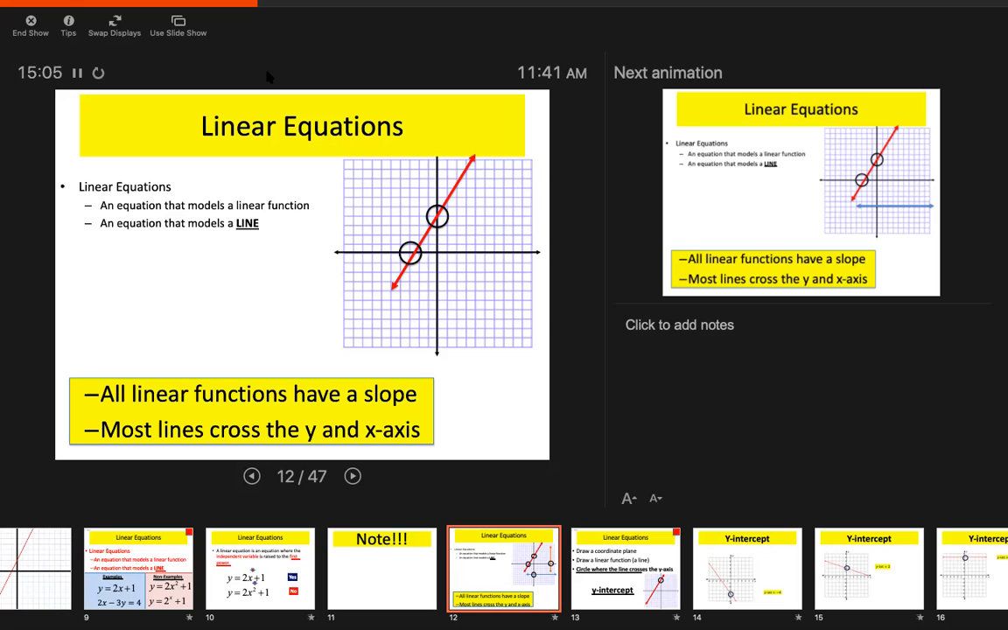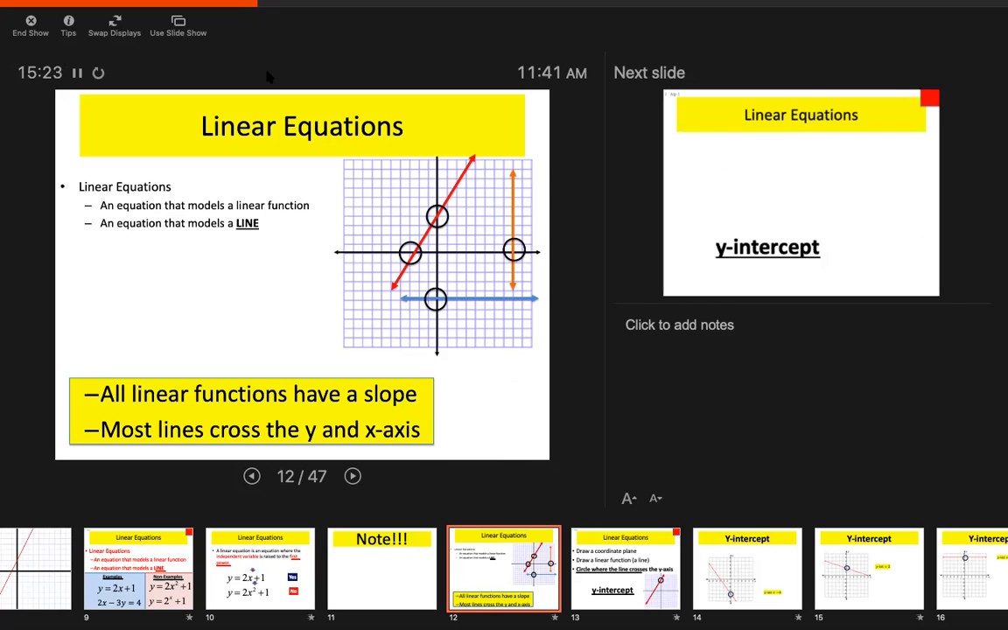Okay. Almost all lines cross the x and the y. What lines don't? Horizontal lines only cross the y, and vertical lines only cross the x. However, all lines at least cross an x or a y. What if it's right in the middle? Then it certainly crosses the x-axis. If it is the y-axis, then it crosses the x-axis. If it is the x-axis, then it crosses the y-axis.